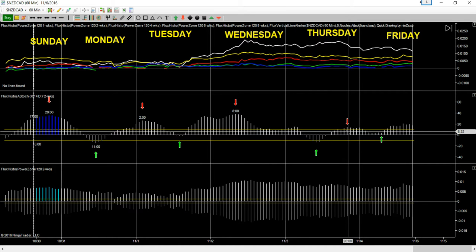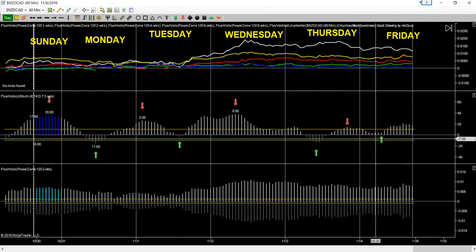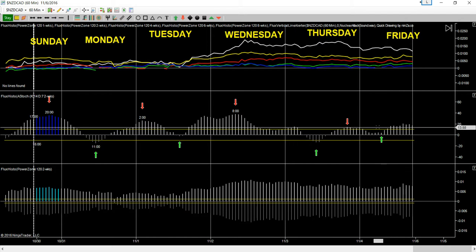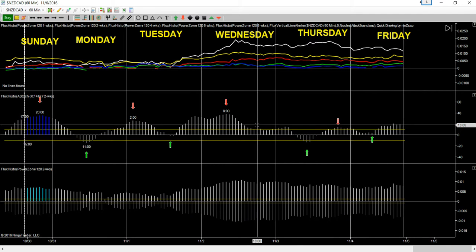up until 8 p.m. on Thursday at the Asian session. And then down into Friday until 7 a.m. in the morning. Okay, so those are the trades for the New Zealand Canadian.